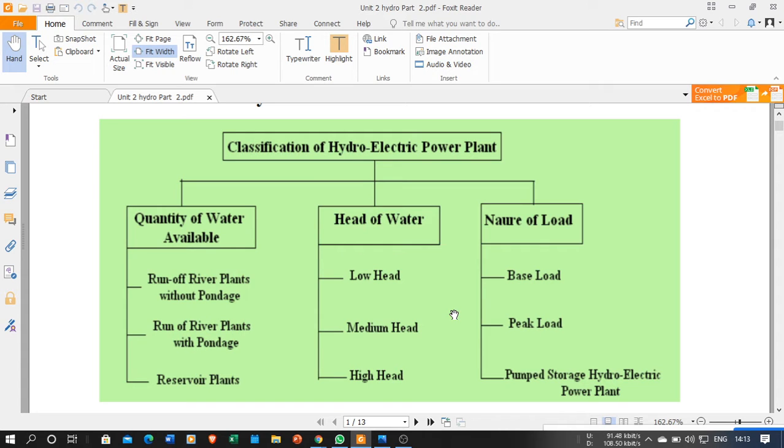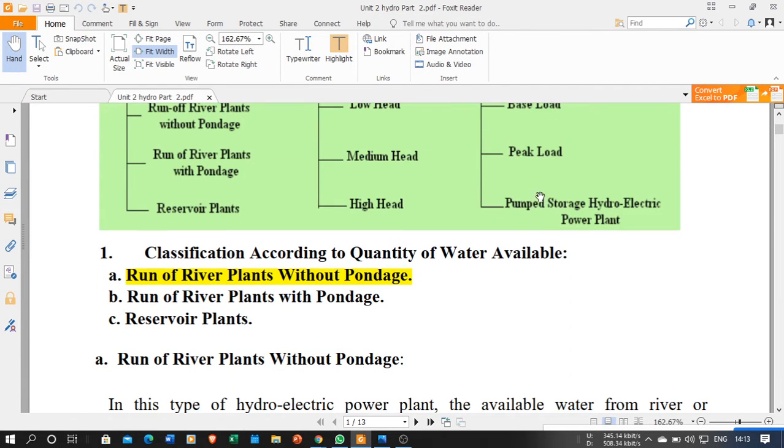The third plant is called the pump storage hydroelectric power plant. In a pump storage hydroelectric power plant, what do we do? During peak hours we generate the electricity, and during off-peak hours we use the electricity to lift the water from the lower reservoir to the higher reservoir. So in a pump storage power plant, we have two reservoirs, two dams: one at the top level, at height, and the second at depth. If I want to generate electricity during peak hours, or when it is required, I release the water from the higher reservoir.